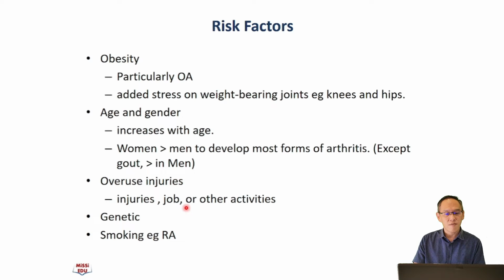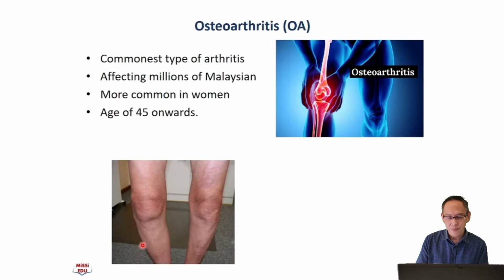Overuse injuries and certain job natures, for example a butcher, may have a nerve problem and also a joint problem over the hands area. Sportsmen, for example footballers, tend to have knee injuries and cause knee arthritis. Certain genetics make someone more predisposed to get arthritis. Smoking, for example, smokers tend to get rheumatoid arthritis with those with the underlying gene.